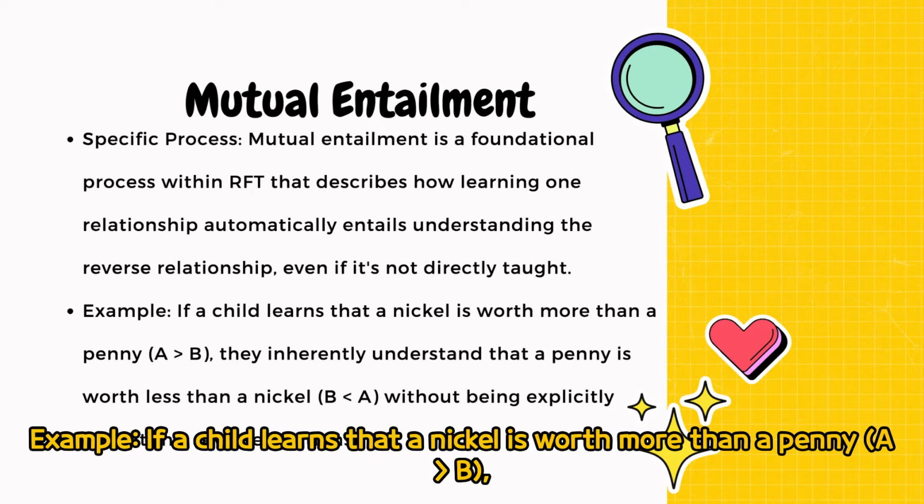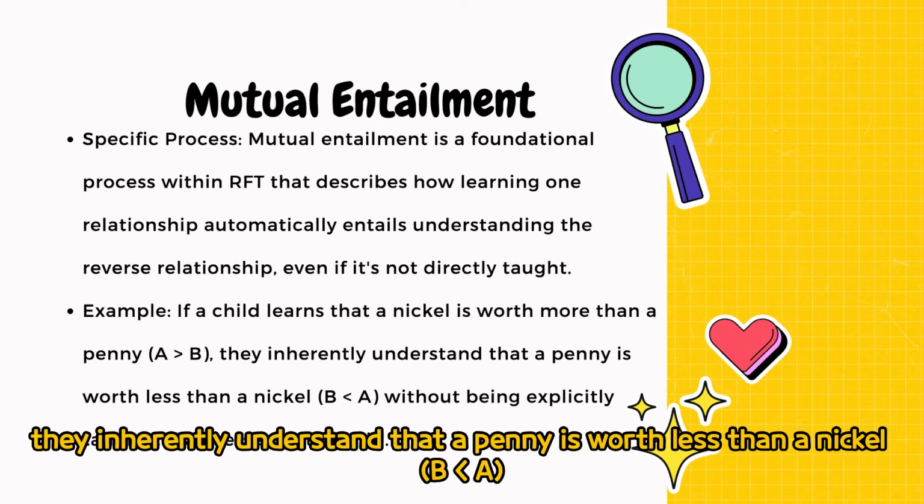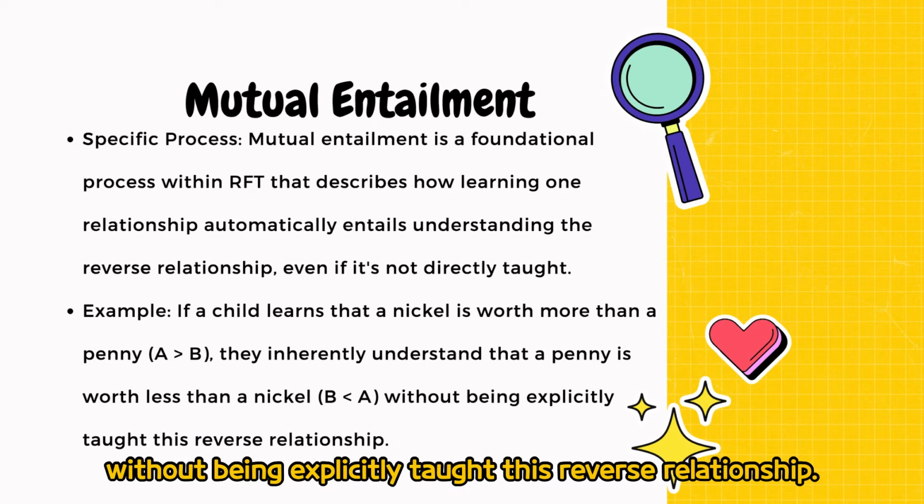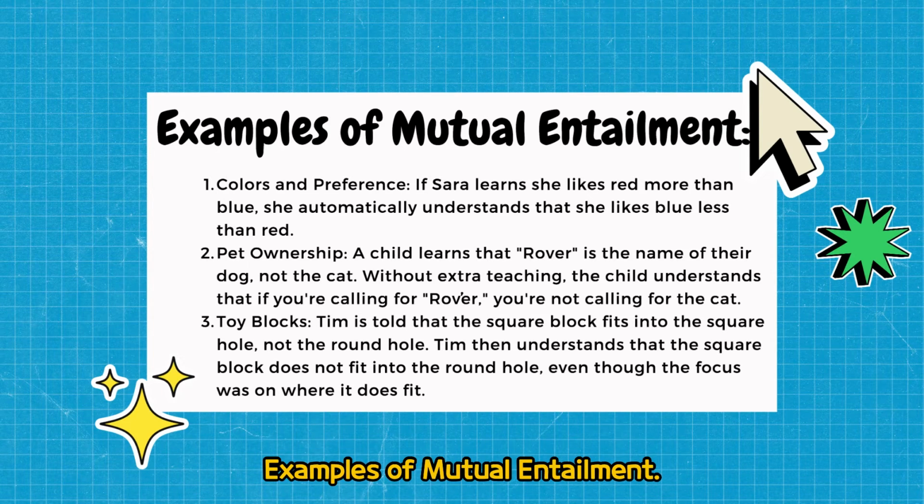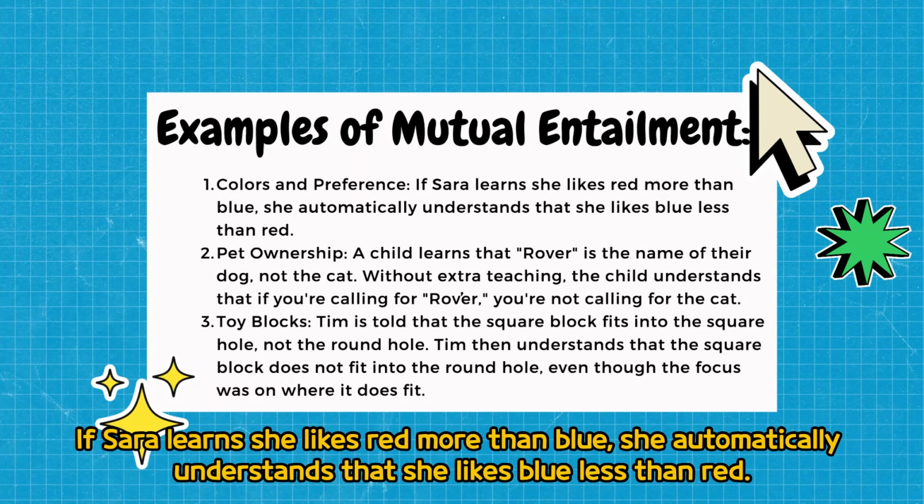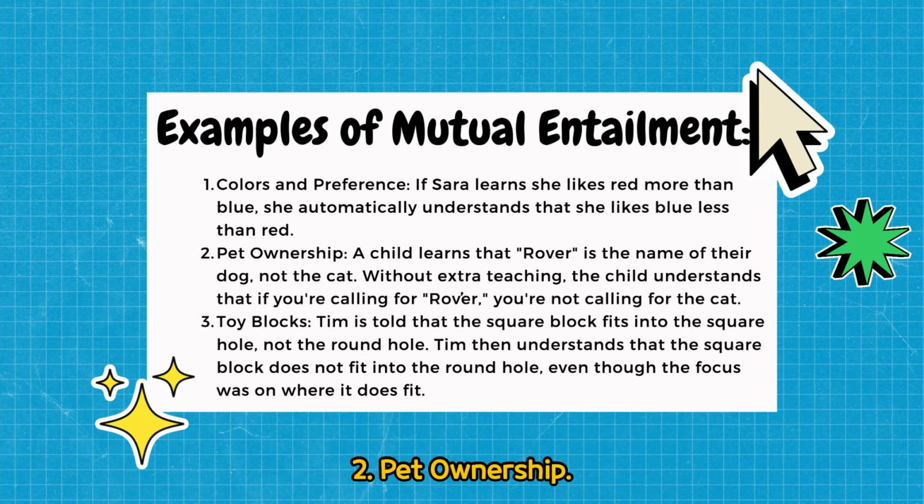Example: if a child learns that a nickel is worth more than a penny, they inherently understand that a penny is worth less than a nickel without being explicitly taught this reverse relationship. Examples of mutual entailment. 1. Colors and preference. If Sarah learns she likes red more than blue, she automatically understands that she likes blue less than red.